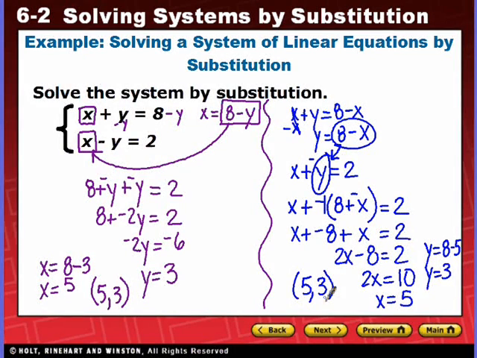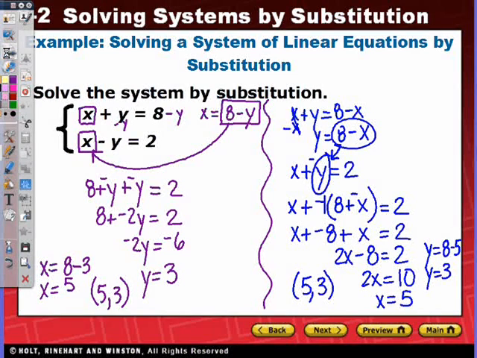This is 4 different ways to do one problem. You'd only really need to do it one way. They're showing you how you can do it any of 4 ways. So go ahead and pause it and do that.